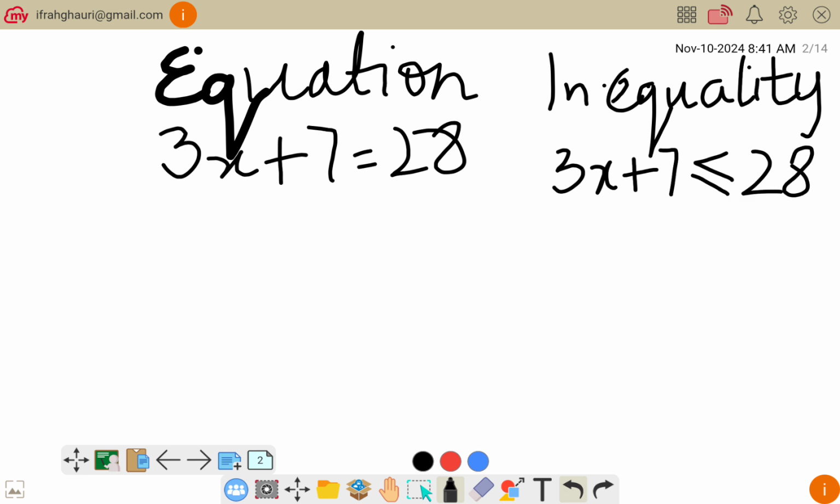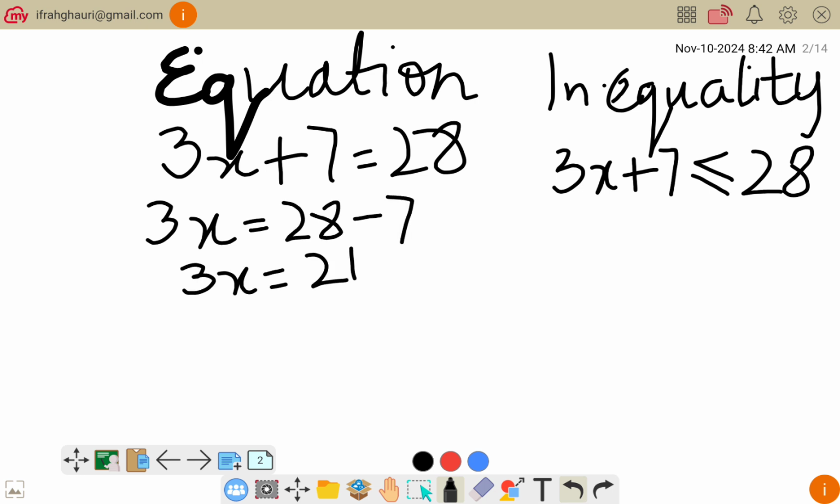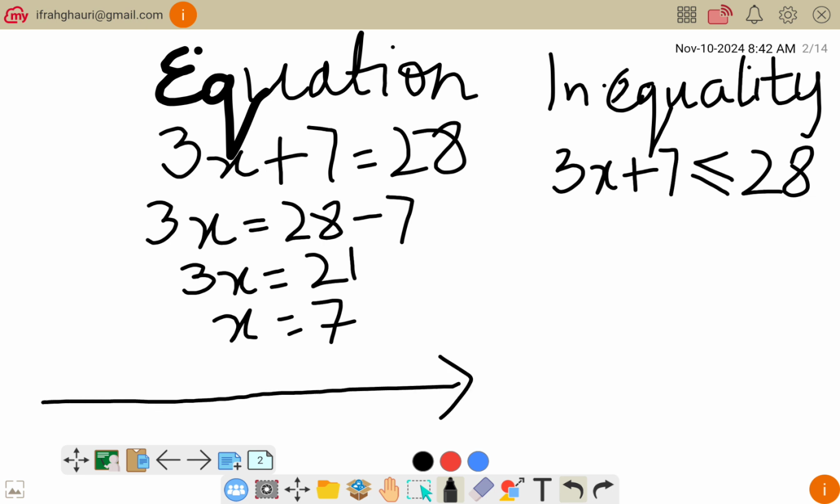Okay, now let's solve them. Let's solve the equation first. 3x is equal to 28 minus 7. 3x is equal to 21 and x is equal to 7. How will I represent it on a number line? On a number line, simple, I will draw a number line: 4, 5, 6, 8, 9. So I will put a dot on 7. So this is how I will represent it on a number line.